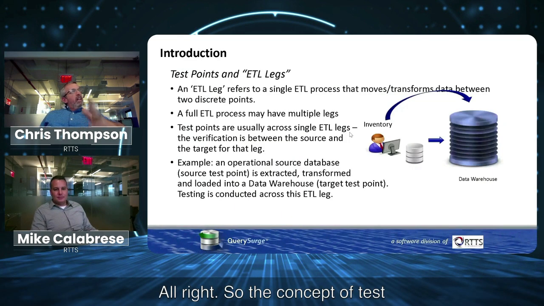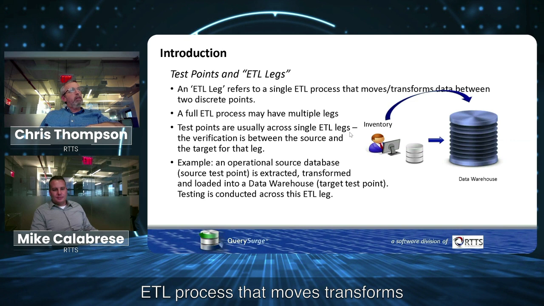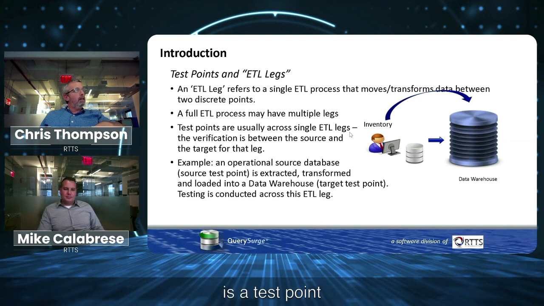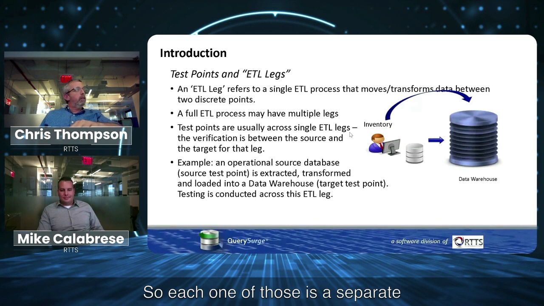All right, so the concept of test points or ETL legs. An ETL leg refers to a single ETL process that moves and transforms data between two discrete points. So from source to target is a test point or a test leg. A full ETL process may have multiple legs. In my previous slide, you saw that there's a data warehouse and a data mart. Each one of those is a separate leg, and we'll show that in the next slide.